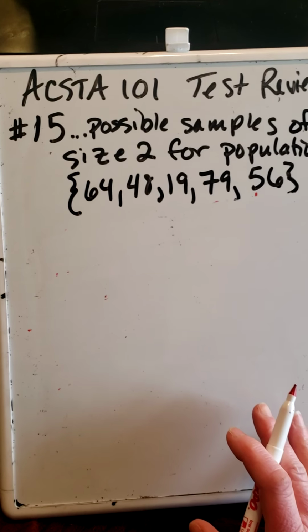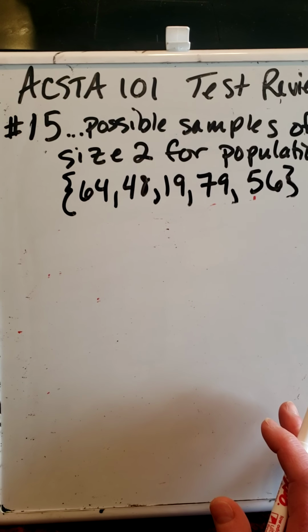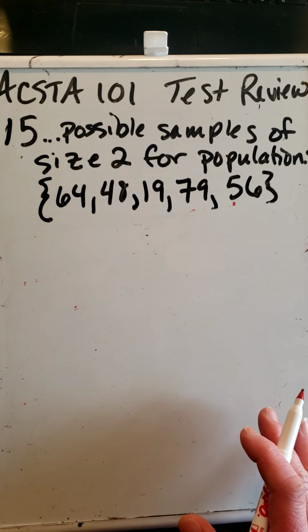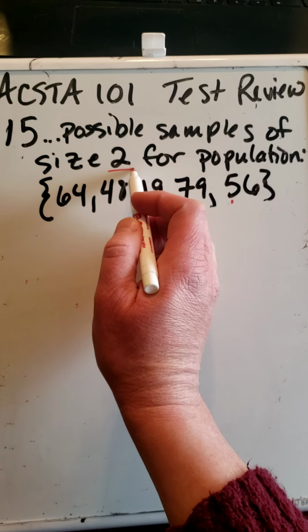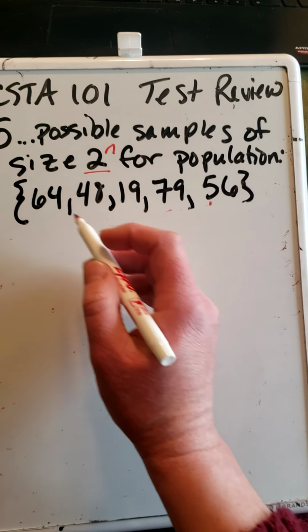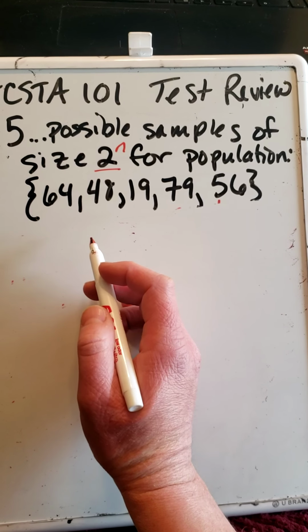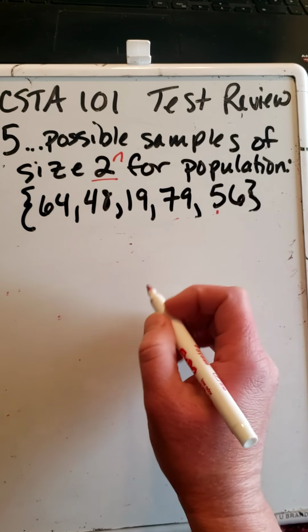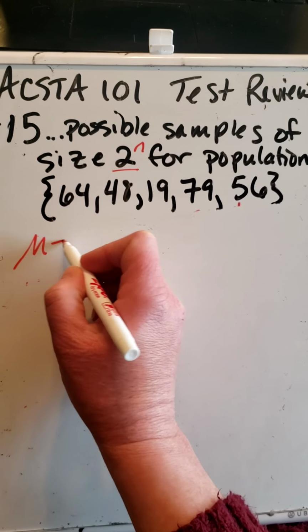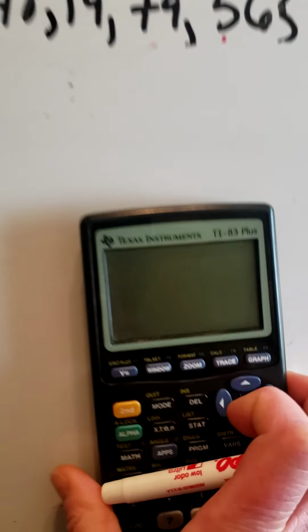All right, so hopefully this will help with number 15 for the test review. You were given a question that asked you to find possible samples of size n for a certain population, and the size you were given for n was 2, and the population had to do with load bearing, and you were given these values, and so this is your population, this set of values. Okay, so before we start doing the samples of size 2, we're going to find the population mean and the population standard deviation, which you can do in your calculator.